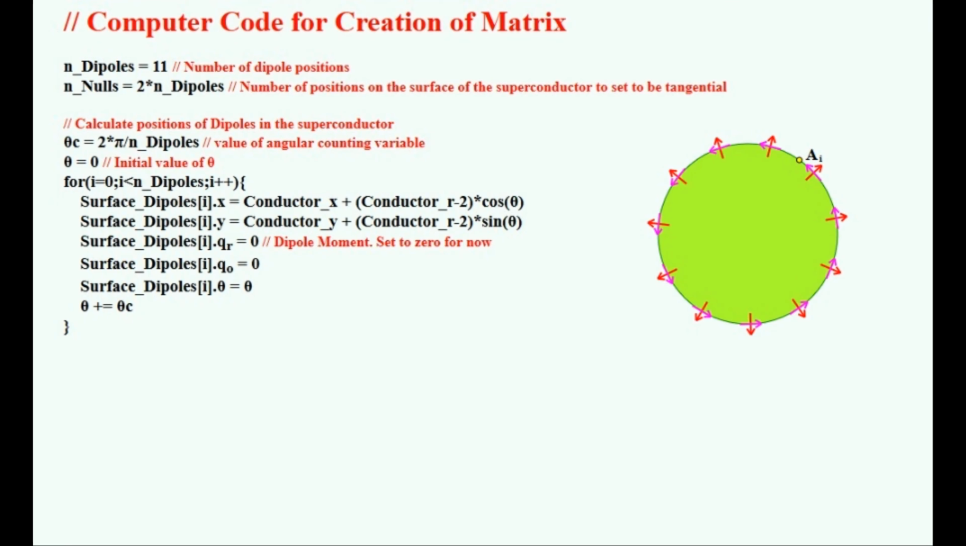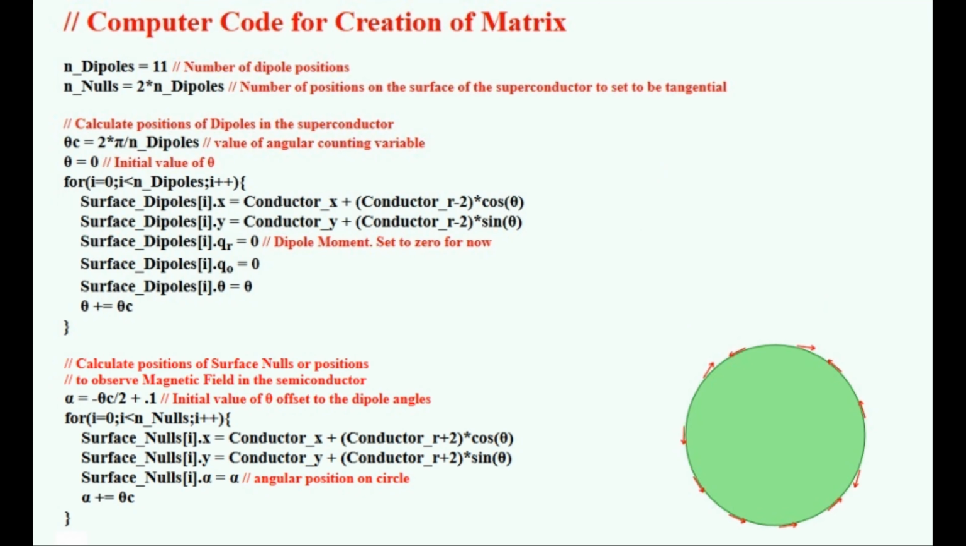We then have to calculate the positions of all these surface dipole positions, and insert them into the surface dipole structured type. Each position has two values of dipole moment that are set to 0 for now, before they eventually get calculated. I've set them to be a little bit beneath the surface to give me a better picture of the magnetic field lines. Next, the positions of all the locations used to measure the magnetic field are calculated.